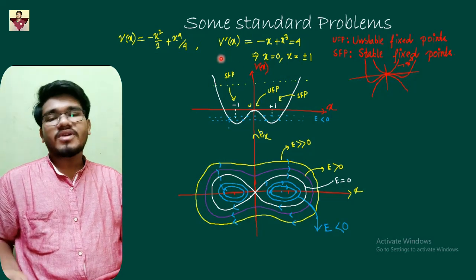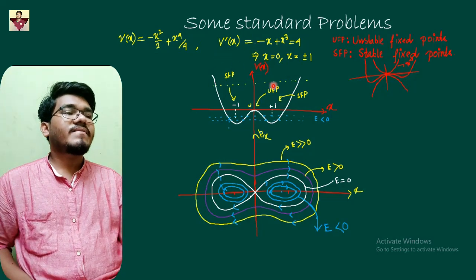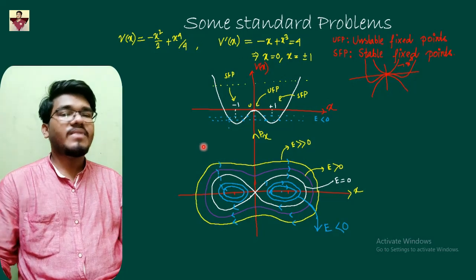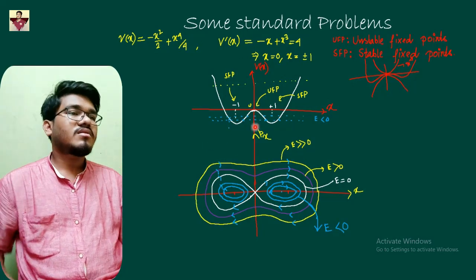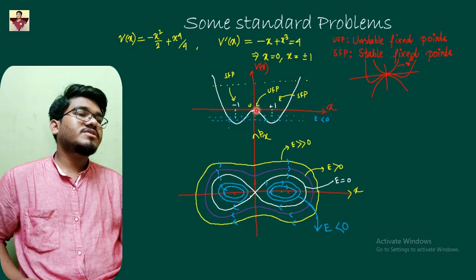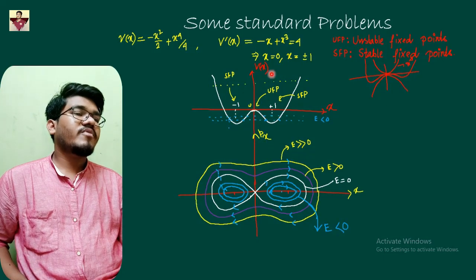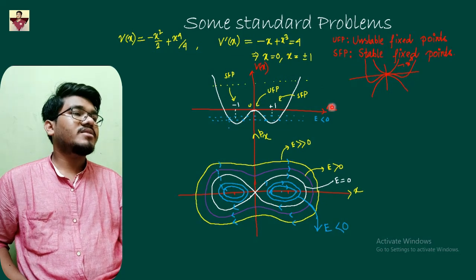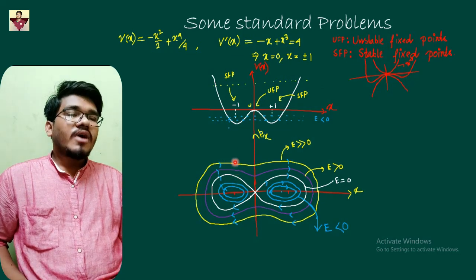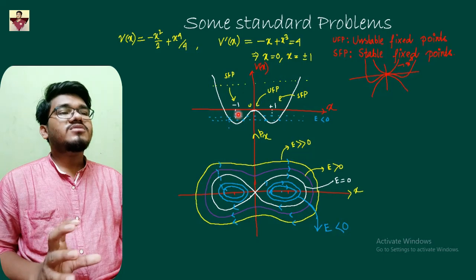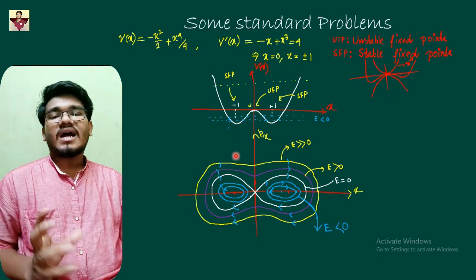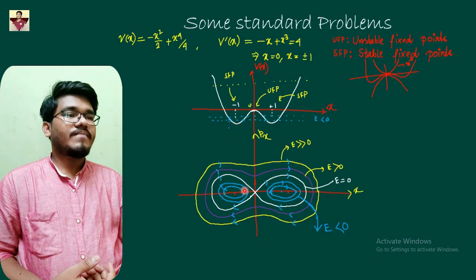So you can also get V'(x) equal to 0, the derivative. You can get the maximum and the minimum of this potential. Then you can also easily find this is the unstable fixed point, UFP, and the stable fixed point, SFP. So I will write this abbreviation here. As I have told about the stable fixed point, the curves will be ellipses. So about the stable fixed point here, the curves are ellipses.